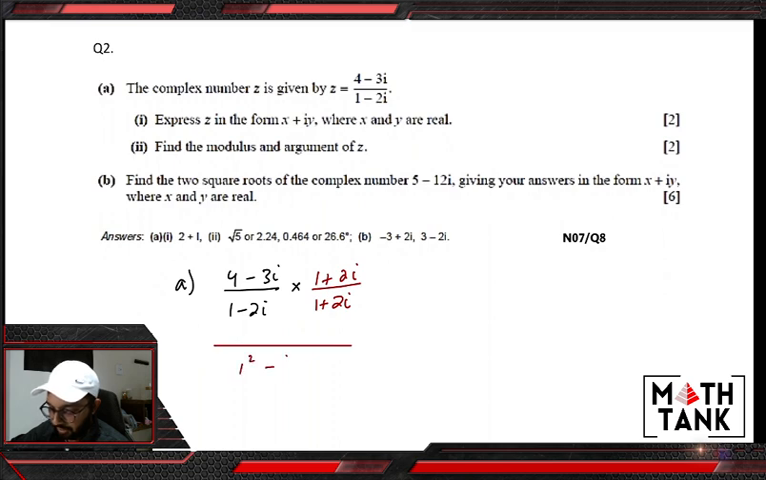In the denominator you get 1 squared minus 2i squared, and in the numerator you get 4 plus 8i minus 3i minus 6i squared.